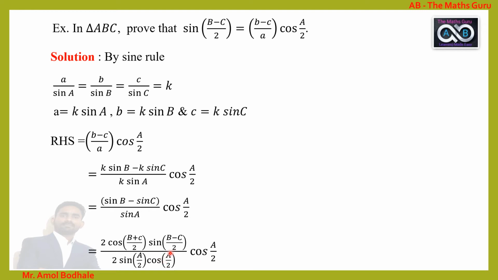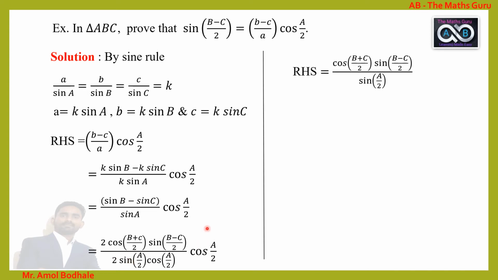So here we can cancel this cos A by 2, and we can cancel this 2 from numerator and denominator. So we'll get that the RHS is cos of (B plus C) upon 2 into sine of (B minus C) upon 2 upon sine A by 2. Now if we observe the LHS, which is exactly sine of (B minus C) upon 2, we can cancel these terms by simplifying.